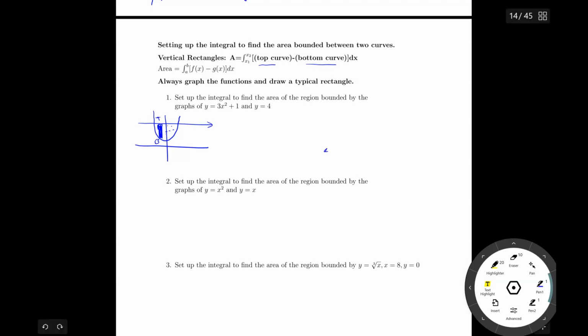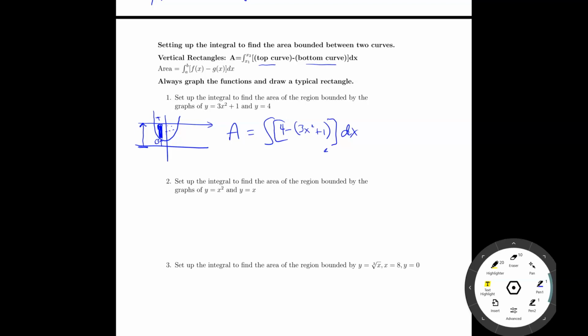Okay, so the area will be top of the rectangle. So remember, we're measuring from the x-axis. So we're going all the way up to the graph of y equal 4, and then just subtracting off this distance. So that's going to be subtracting off 3x squared plus 1. So you must put parentheses there and have all of this inside the integral of the dx.